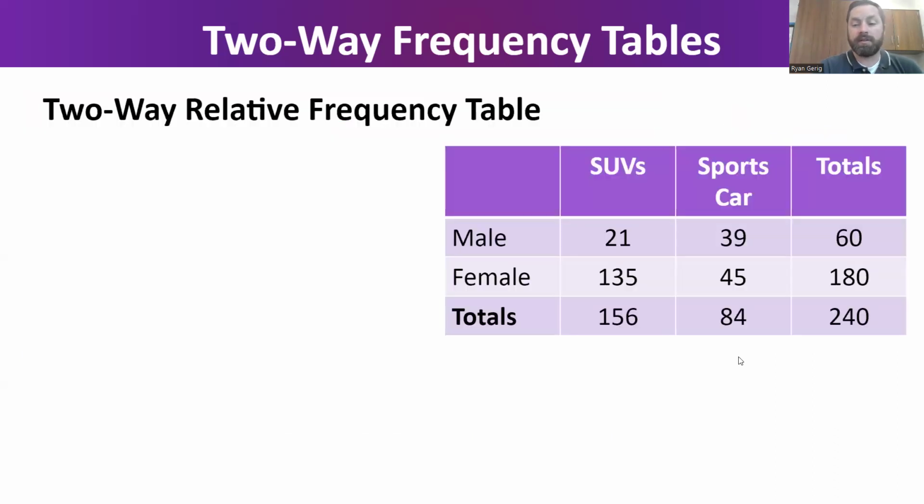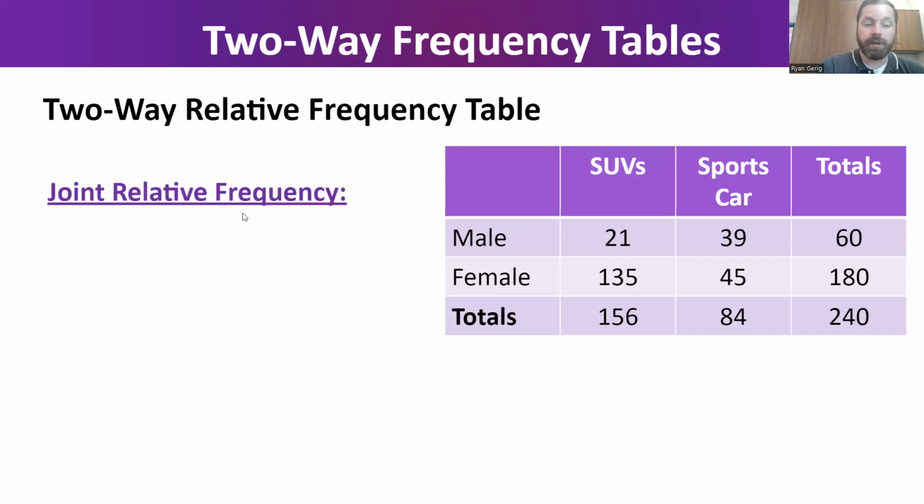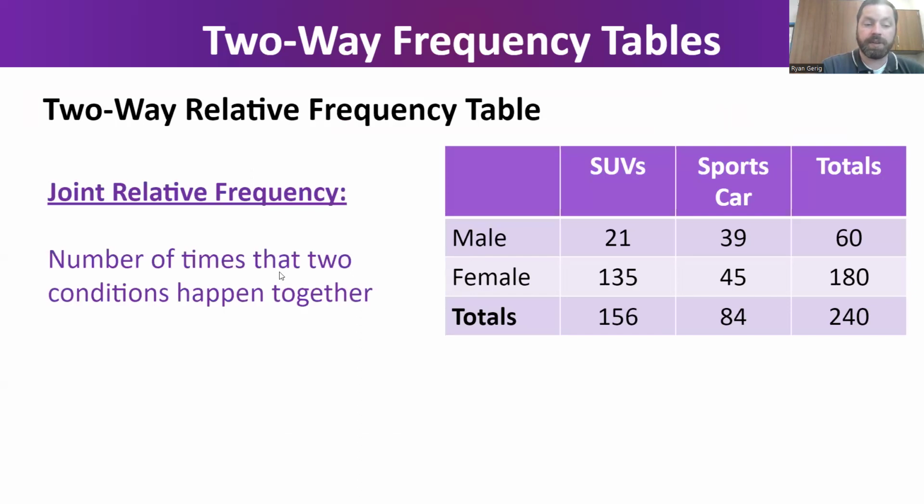So let's take a look at another example. We're going to look at two-way relative frequency tables. This one's looking at SUVs versus sports cars for males and females. So those are the two variables going on. Joint relative frequency is the number of times that two conditions happen at the same time.